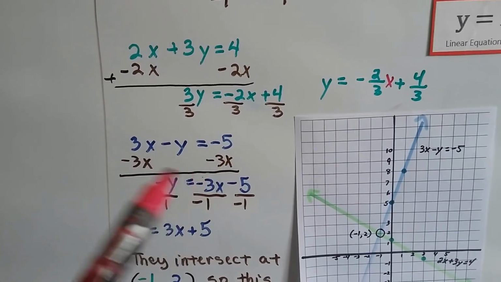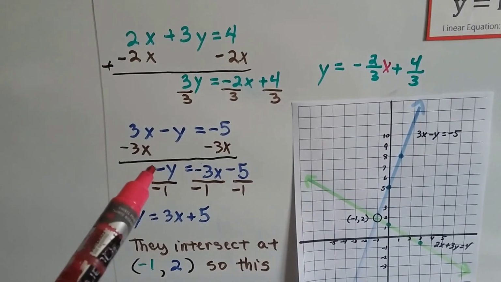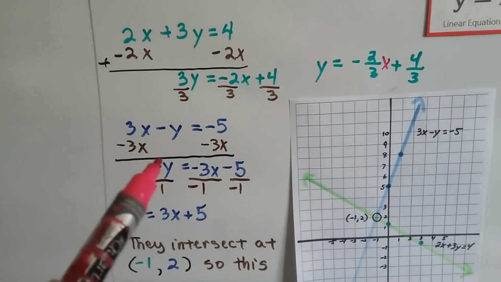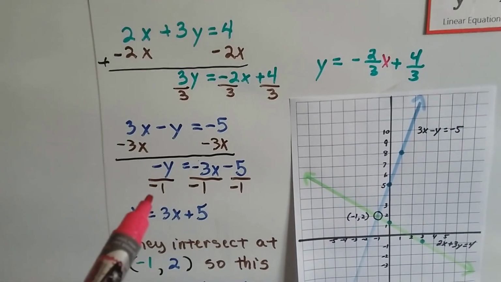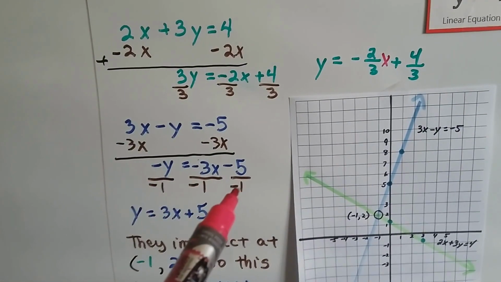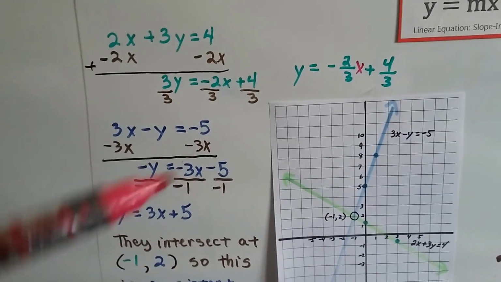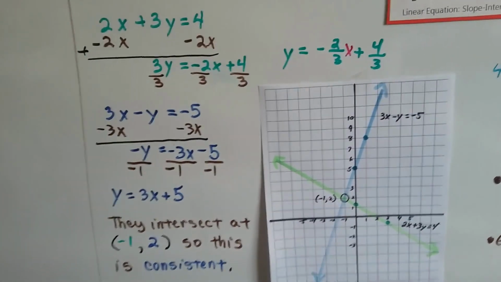And then when we do it to the blue one, 3x minus y equals -5, we could subtract 3x from each side, and we get -y equals -3x minus 5. There's really an invisible 1 coefficient here, isn't there? So we can divide each term by that -1, and we get y equals 3x plus 5. So now here's our 2 equations in slope-intercept form.